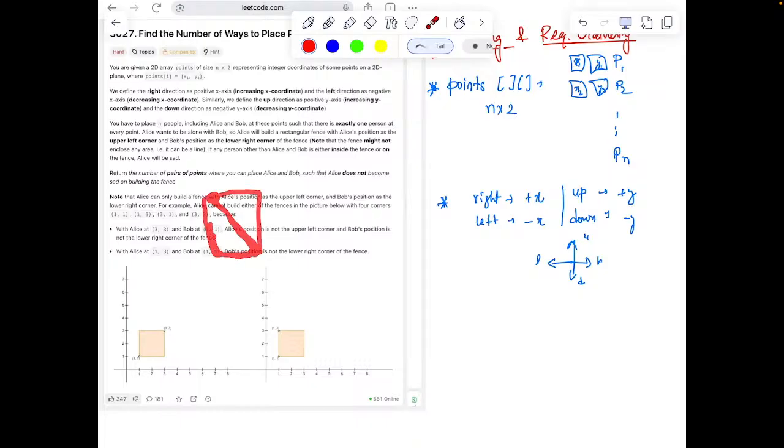And Alice says, if any person other than Alice and Bob is either inside the fence or on the fence, Alice will be sad. Return the number of pair of points. So that is also a requirement. Let me just write it.